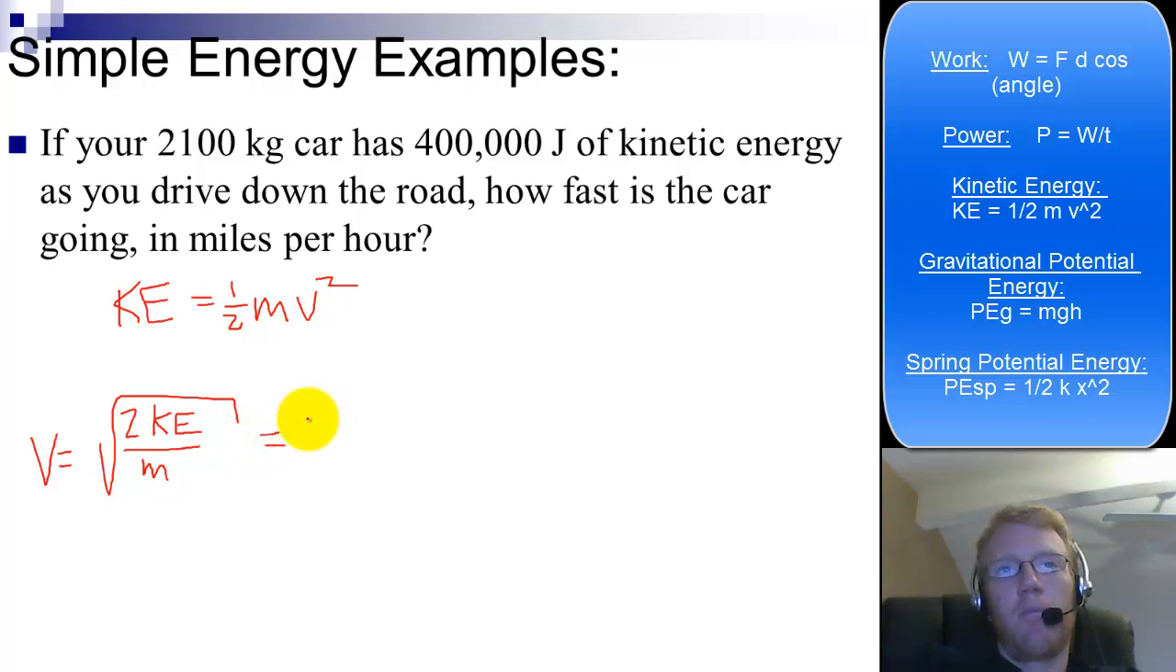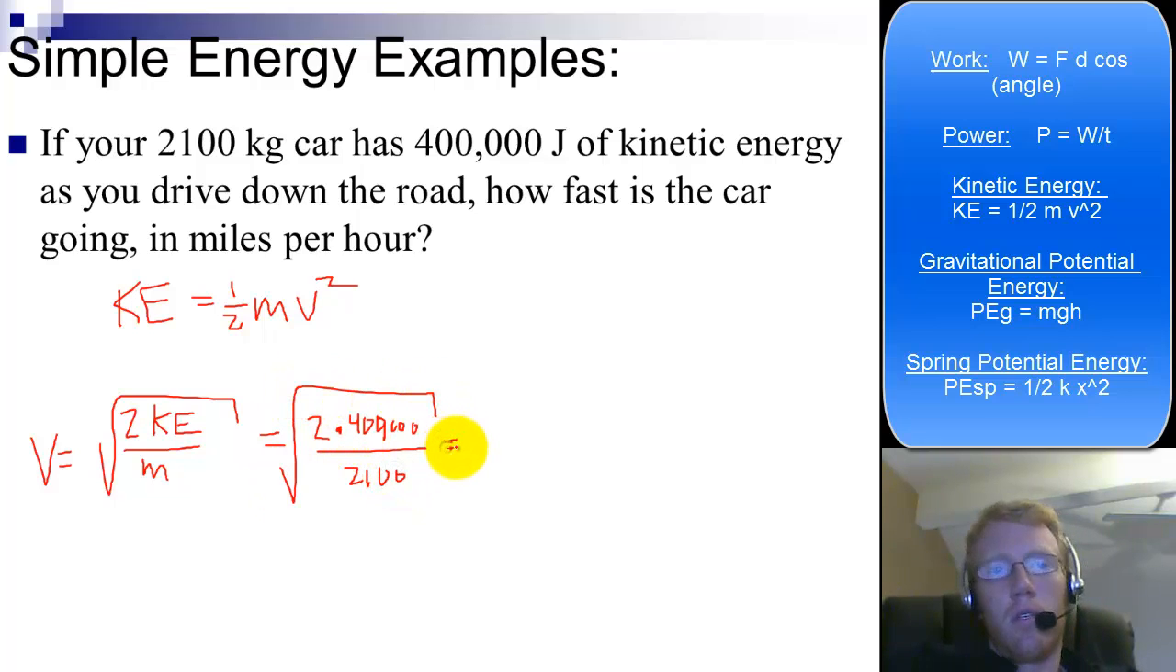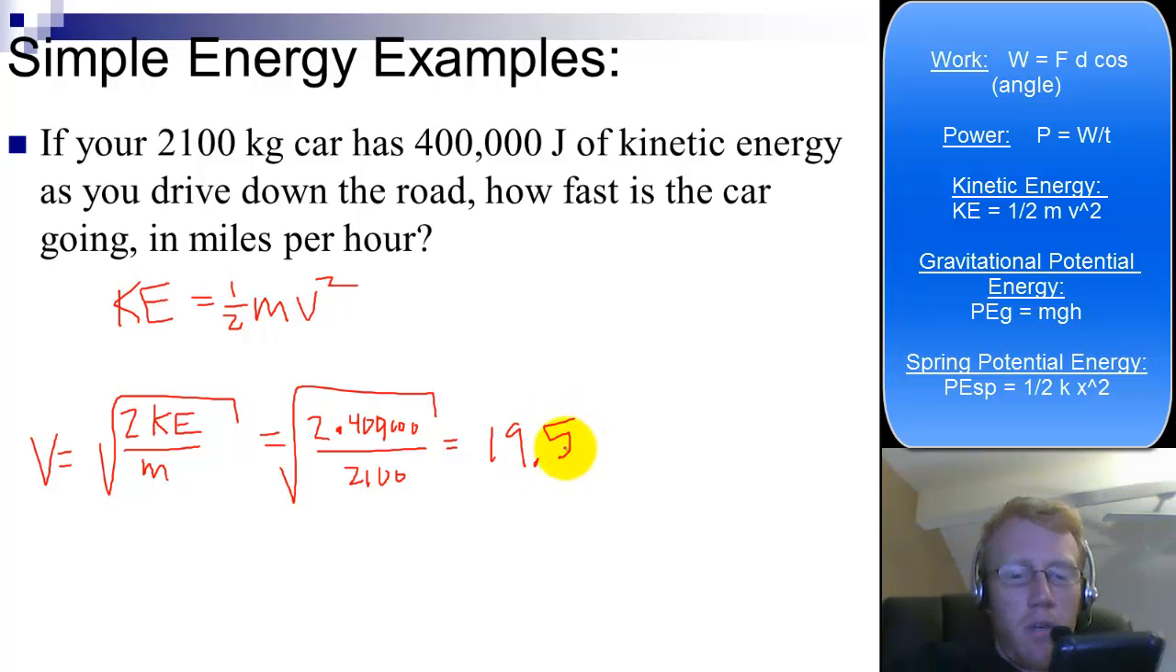Now we can plug in our numbers. 2 times the kinetic energy, 400,000, divided by the mass, which is 2100. Take the square root. Whip out your handy dandy calculator. Clear, 2 times 400,000 divided by 2100. Raise it to the 0.5 power, and I get 19.5.